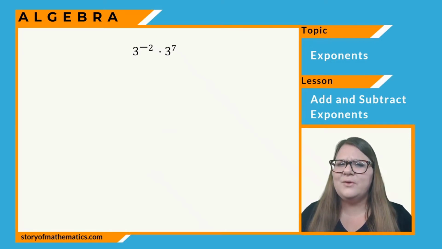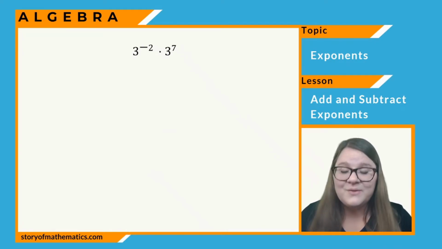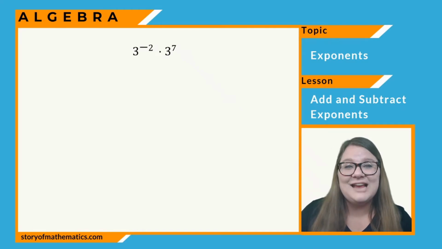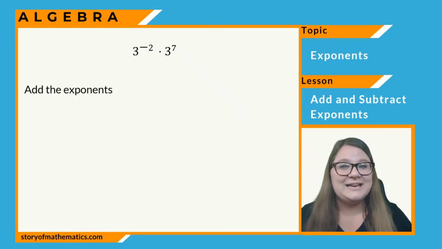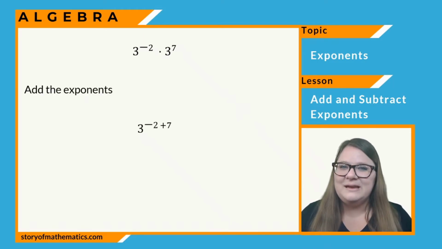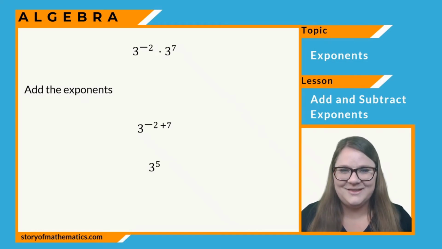What if I gave you 3 to the negative 2 times 3 to the 7? Well, even though there's a negative exponent, that doesn't change how we approach this problem. We have two numbers with the same base, and we're multiplying them, so we're going to add the exponents. That gives me 3 to the negative 2 plus 7, or 3 to the 5th.